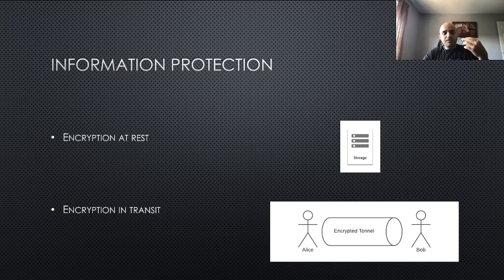There are two ways that you have to protect your data. One of them is called encryption at rest, the other one is encryption in transit.